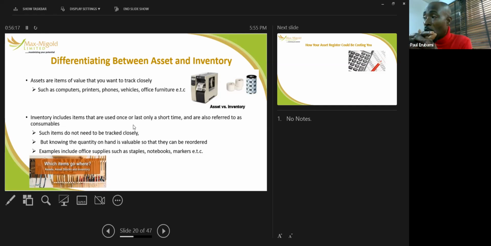Your printing paper in the office is an inventory. Why do you keep an eye on it? Because you don't want to run out of printing paper in the office. So you need to know when you are running low, so that you can make what we call reordering. Then examples include your office supplies, such as your staples, your notebooks, your markers. These are all inventory.